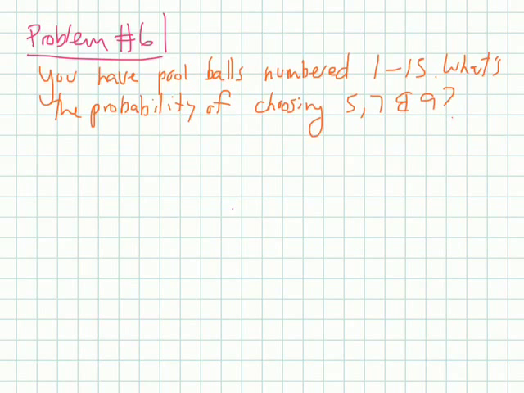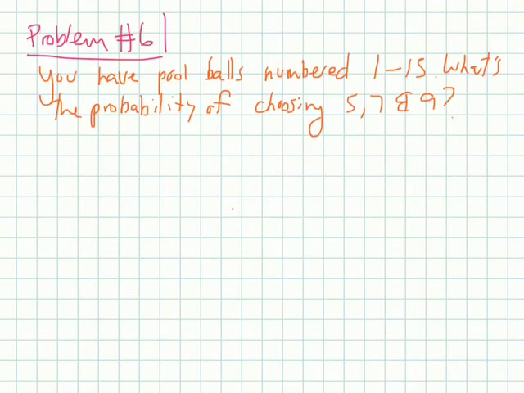Let's look at one last question. Problem number 6. We have pool balls numbered 1 through 15. What's the probability of choosing a 5, a 7, and a 9? Well, first we're just looking at how many different combinations there are. If I picked 3 balls, how many different combinations are there?